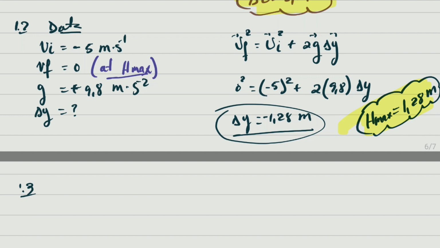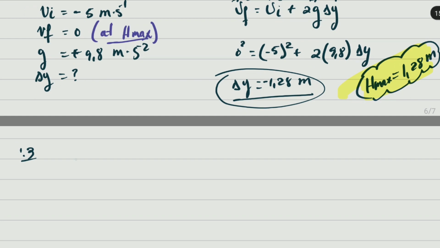Okay, so now here we're going to keep the data. What formula can we use? Final velocity is equal to initial velocity plus acceleration multiplied by the time. We have the acceleration, we have the final and the initial velocity to reach the maximum height, and we want the time. Okay, so it's the same data as in the previous question.